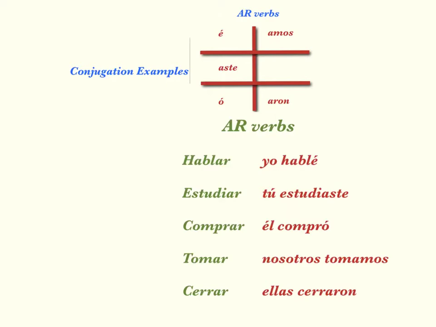Comprar, él compró. Tomar, nosotros tomamos. Cerrar, ellas cerraron. Very standard process. And the same works for ER and IR verbs. Let's look at those really quick.